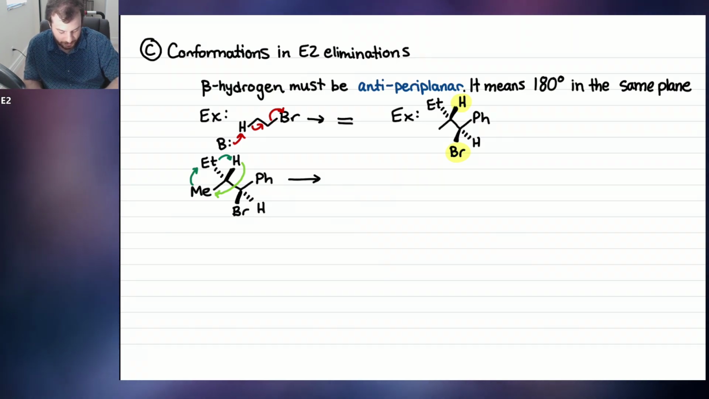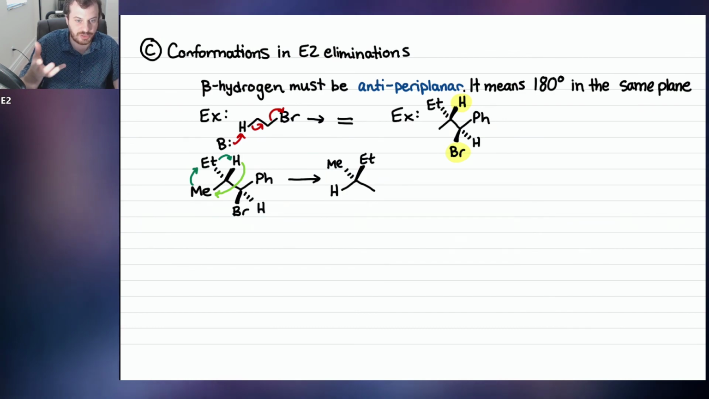Okay, so let's do that. So we're going to have the H where the methyl was. The methyl will go to where the ethyl was, so that's going to be a dash. And then the ethyl will go to where the H was. So we haven't changed this molecule, we've just rotated that carbon like a propeller or like a merry-go-round to put the H in the right position.